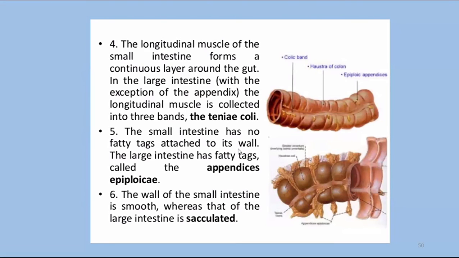The longitudinal muscles of the small intestine form a continuous layer around the gut, with the exception of the appendix, of course. While for the large intestine, the longitudinal muscles are confined into three bands known as the taenia coli. The small intestine has no fatty tags or omental appendages. The large intestine has fatty tags, yellowish structures along its length. The walls of the small intestine are smooth, compared to the sacculated walls of the large intestine. Okay.